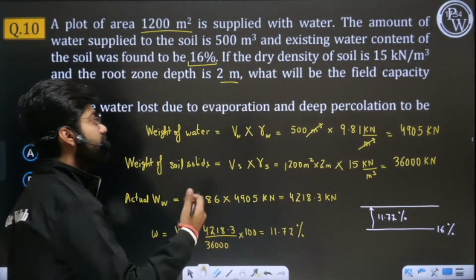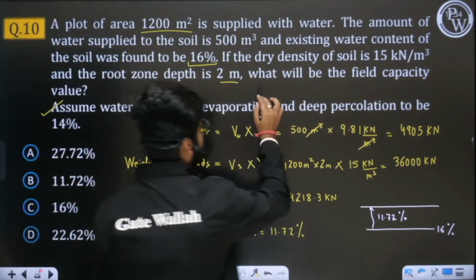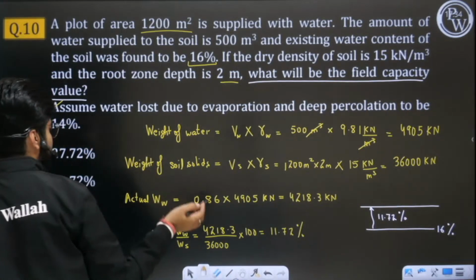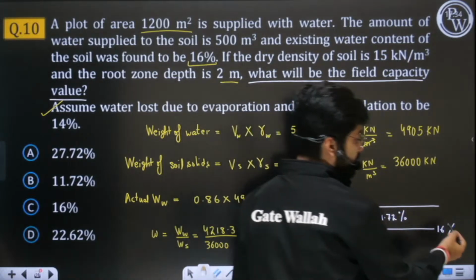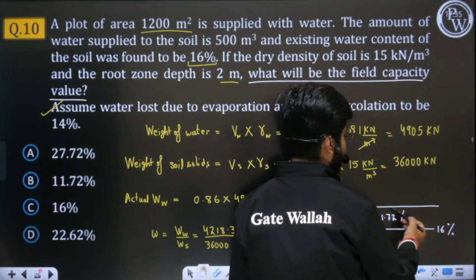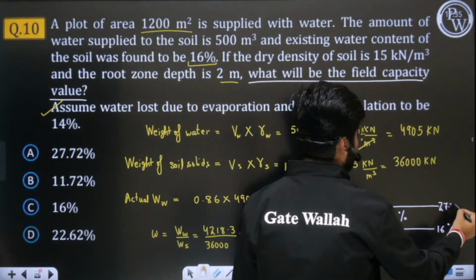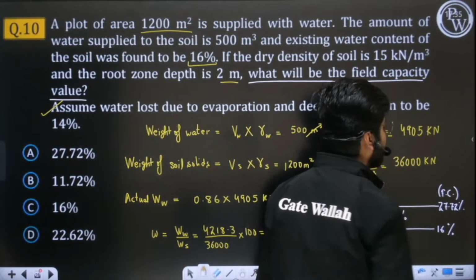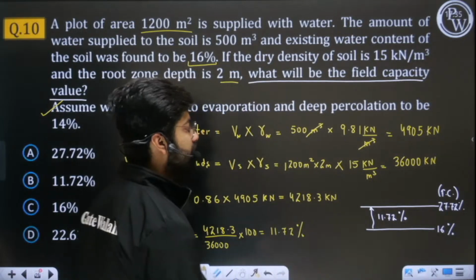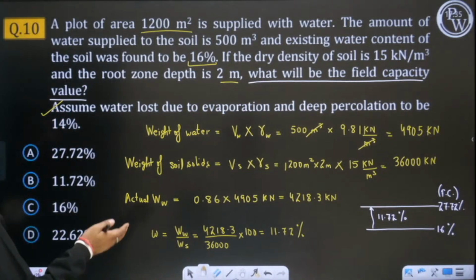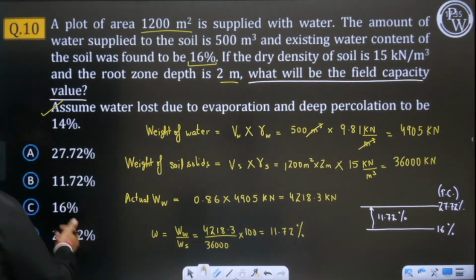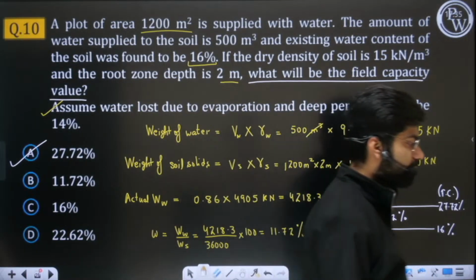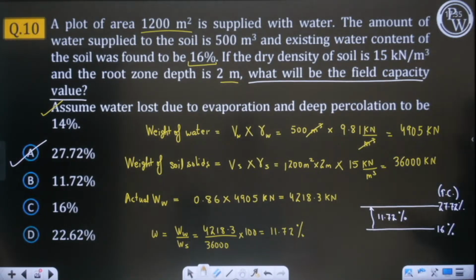So tell me where you will reach. After your water addition, what will be the field capacity value? Add 16 to 11.72, you will get 27.72. So this is your field capacity. When you add water, obviously we reach field capacity. We are assuming here, if you add water, obviously you will reach field capacity. So A will be the correct answer. I hope you have understood this. Is it clear?